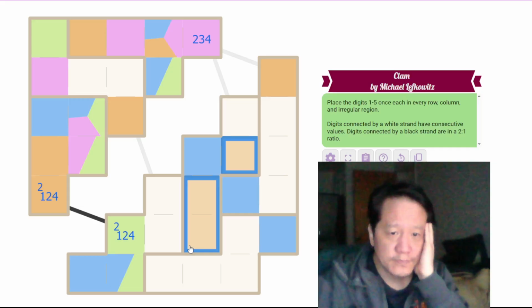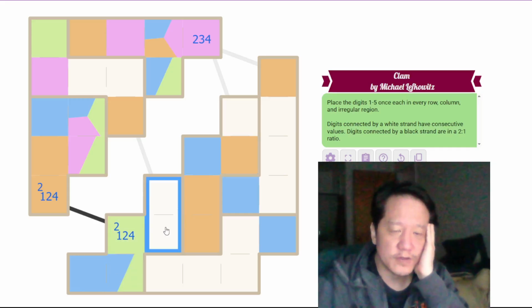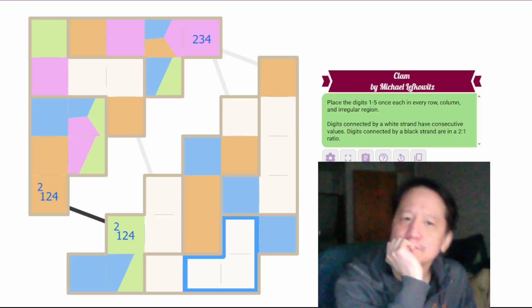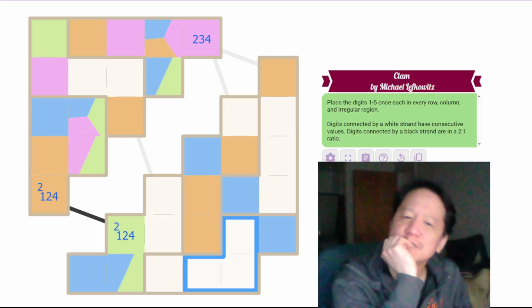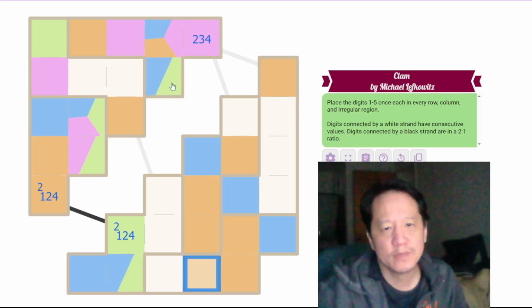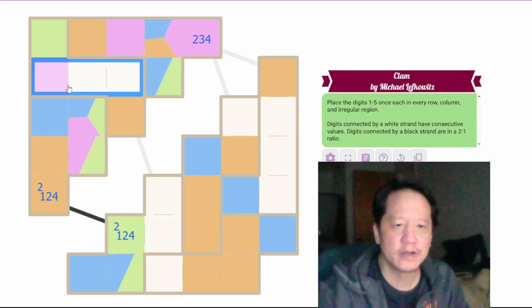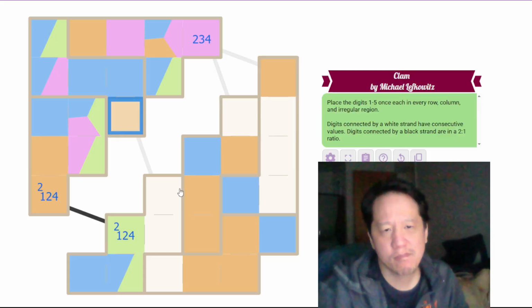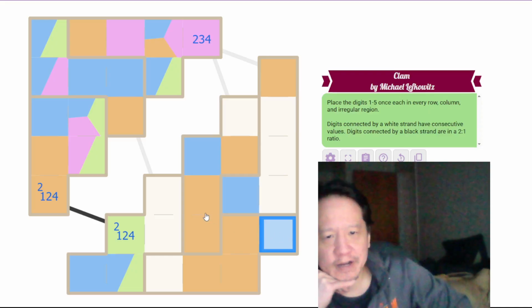Orange has to be one of these two. So orange is one of these three. Seems fine. So we have green. No. Okay, we know blue could be any of these four. Not helpful. It's a wide variety.